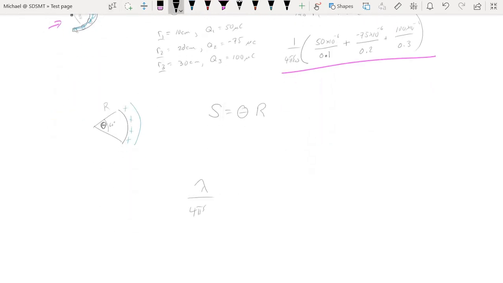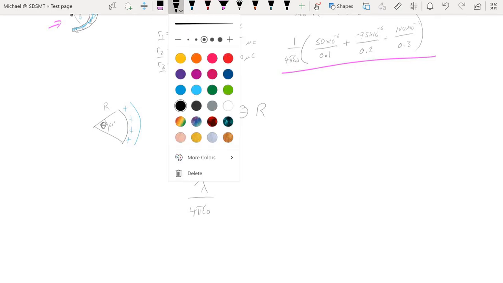integral down here. We had 1 over 4 pi little r, which was actually, this is just going to work out as r.